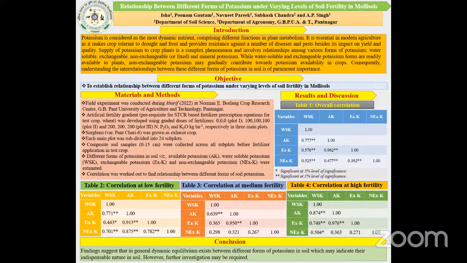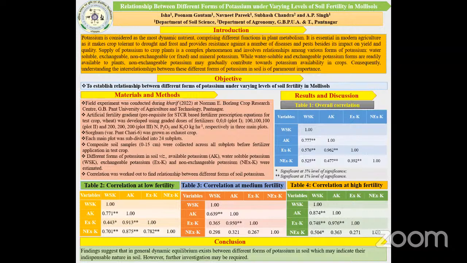Thereafter, we analyzed and determined these different forms of potassium in the initial soil samples. Then we tried to find the correlation between these different forms of potassium.